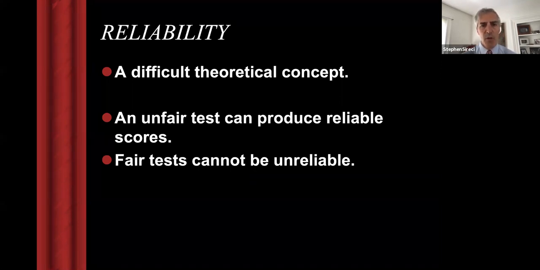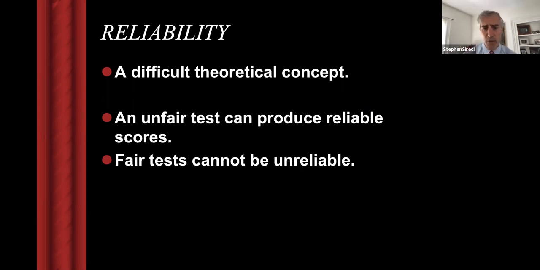Now, it's important to note an unfair test can produce reliable scores. So we could say we're going to select people for a gifted program in mathematics based on their reading scores. That would be unfair. It would be invalid because we're measuring reading to place someone into math. But if we tested them over and over again on the reading test, we'd get very similar scores. So the reading test scores would be reliable, but not valid for the purpose of placement in that math test.